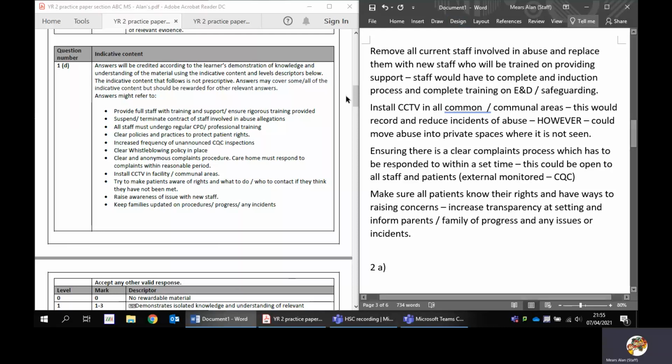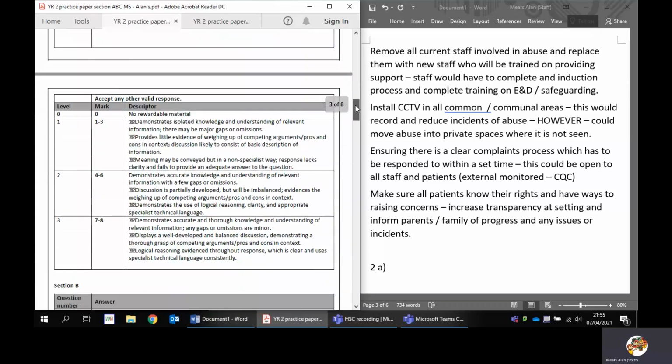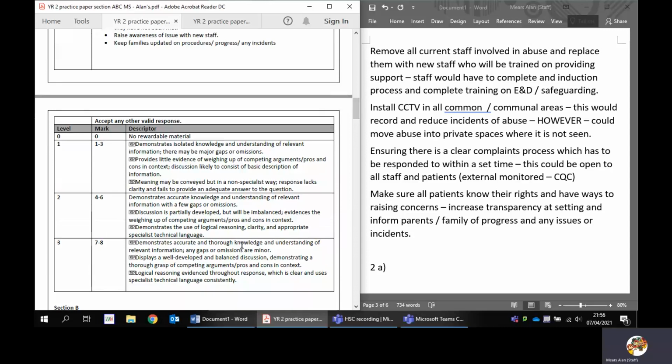So we have got 4 points with explanations answering the question, and obviously each one of them we could develop a little bit better. So looking at the marking grid, one of the things here, it says that top band answers demonstrate accurate and thorough knowledge and understanding of relevant information. So I'd say we've got quite good information here. We've kind of talked about the CQC, we've talked about CCTV. We could expand on it, talking about more specific responsibilities, more specific ways of maintaining and protecting patients.